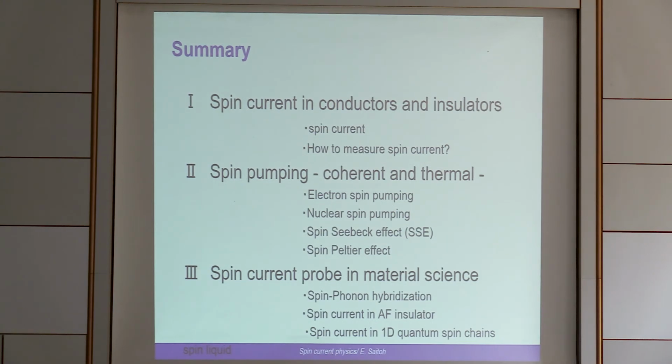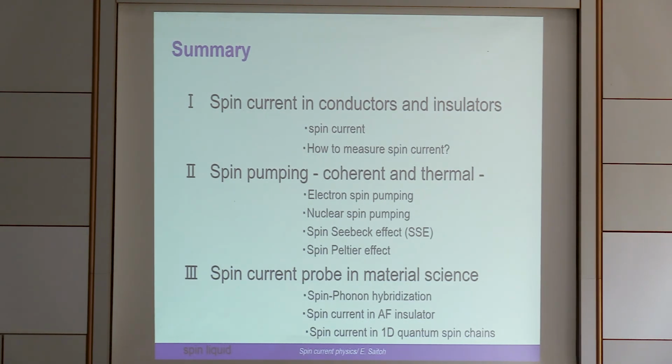Okay, so it is time. This is the summary of my talk. We covered three topics. First, how to measure spin current: the inverse spin Hall effect is a very handy way to measure spin current. Second, how to create spin current: spin pumping is a very good method, and nuclear spin pumping was found.